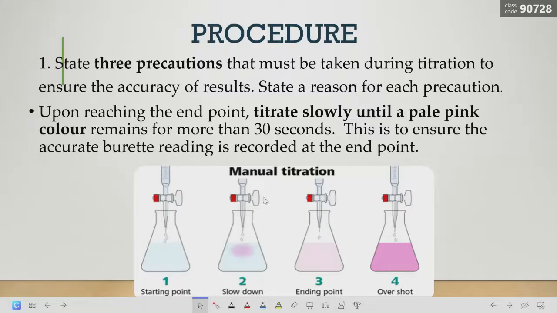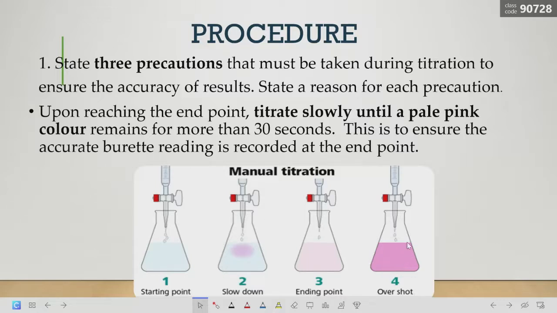Okay, you can see here, for example, this is the starting point. Then as we slow down, the color becomes like here. You can see pale pink. We use phenolphthalein as our indicator, and you can see here the end point becomes pale pink. Next I will show you the real pink picture.